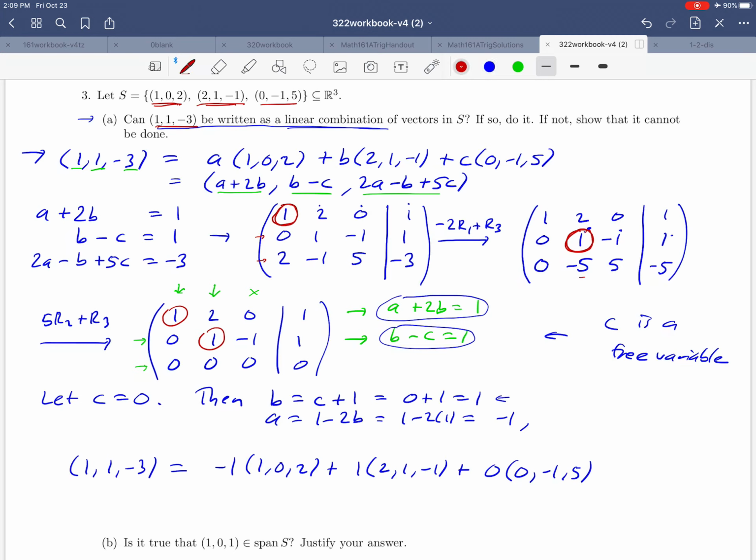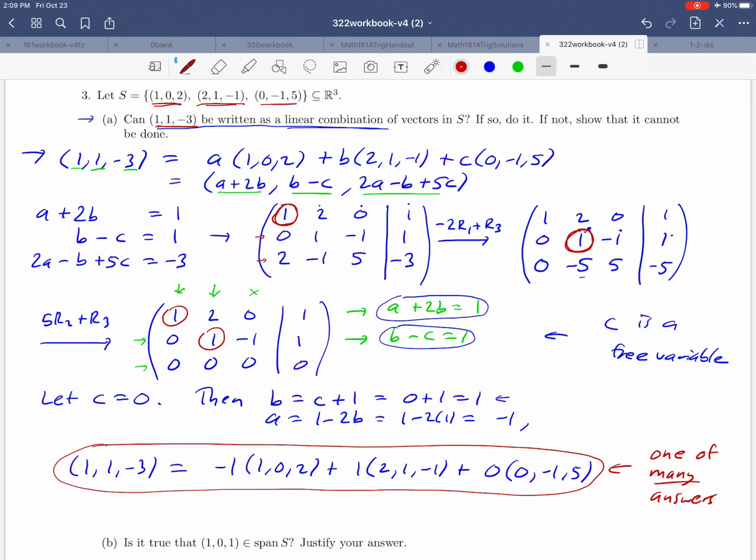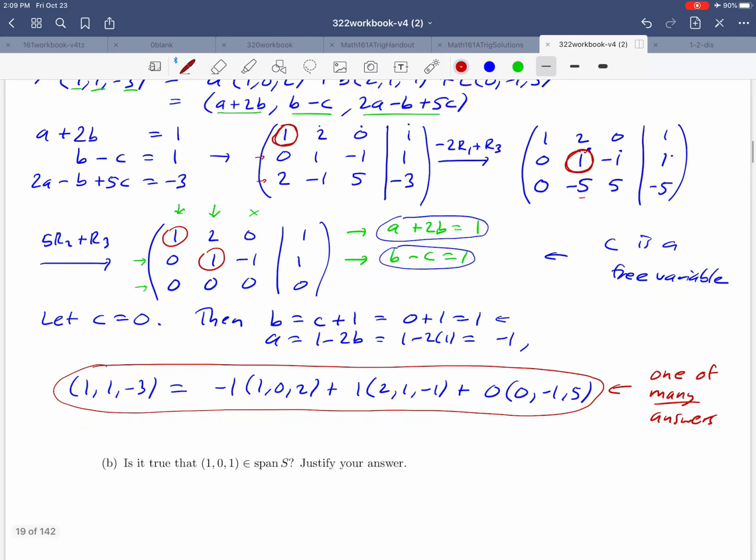I'm going to double check and make sure I wrote that all down right. Looks good. And just to comment, this is one of many different answers that we could come up with, because our choice for C was totally arbitrary. We could have chosen any other number for C, and we would have gotten another linear combination that would have made this true. So I think we are done with part A. Let's move on to part B.